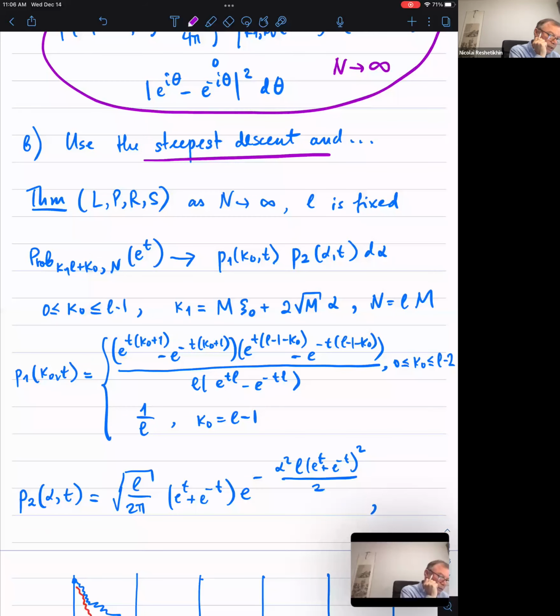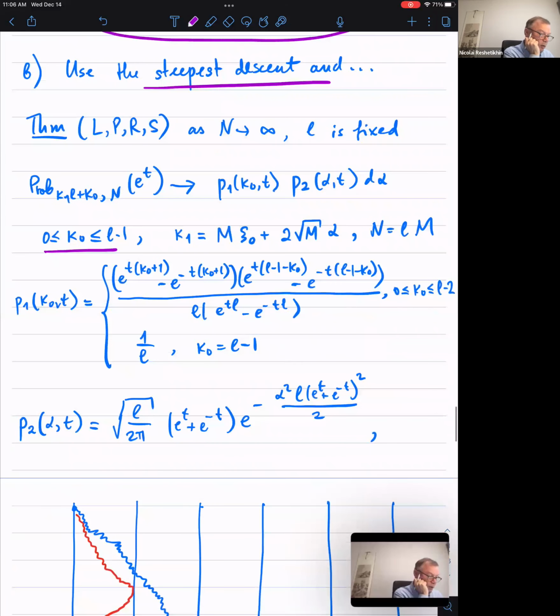And this is the result that we got: this probability measure converges to the tensor product of two probability measures. One is this very special probability measure on the small quantum group interval, so that's K0 between 0 and L minus 1. This is where the modular tensor category lives, and so on. And the other is in this range.